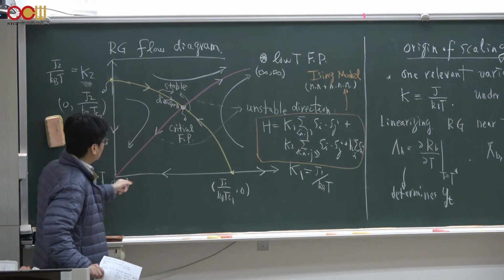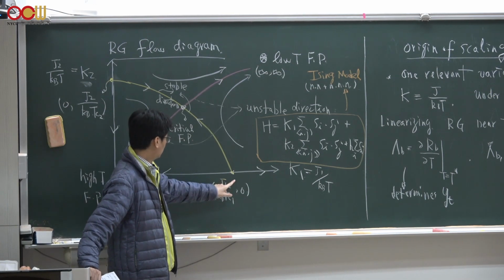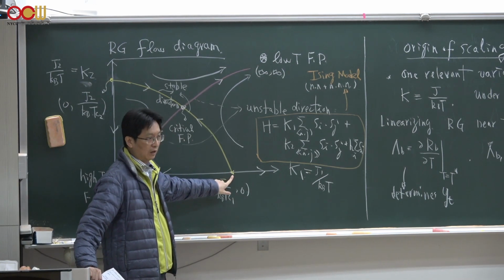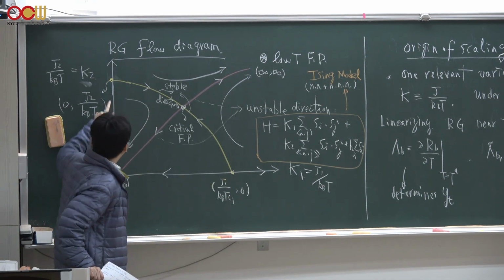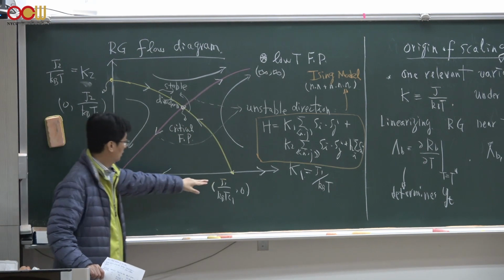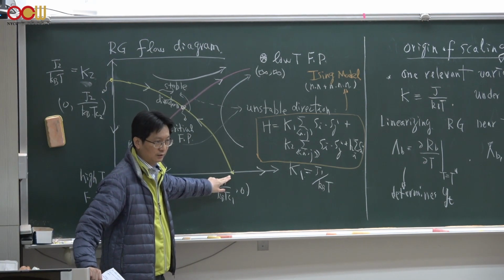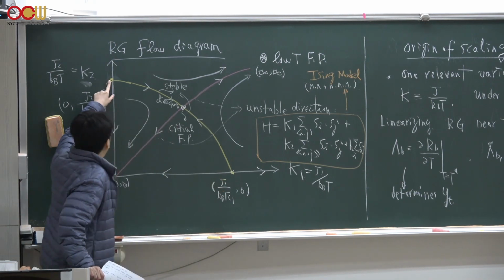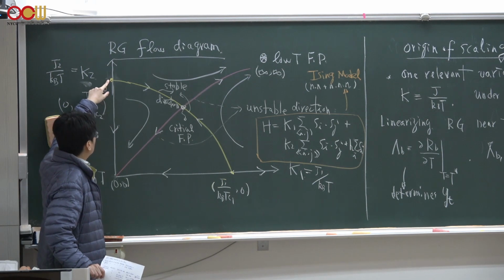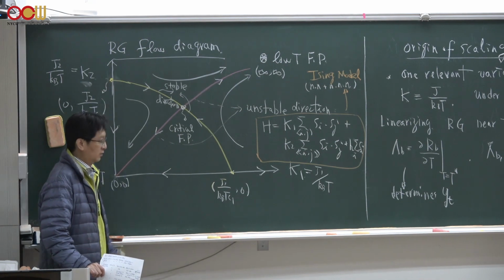And along this x and y axis, there is one fixed point per axis, representing the nearest neighbor Ising fixed point and the next nearest neighbor Ising fixed point. So suppose the nearest neighbor fixed point is the fixed point where there's no K2, no next nearest neighbor couplings. And likewise, this fixed point on the y-axis is the fixed point of the next nearest neighbor Ising model with no nearest neighbor coupling.